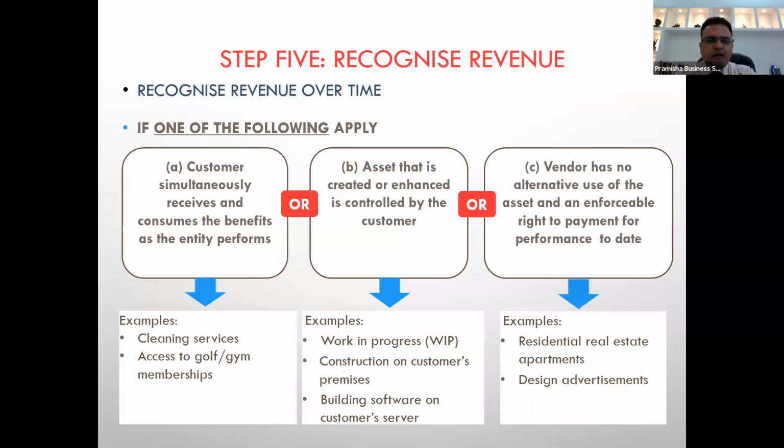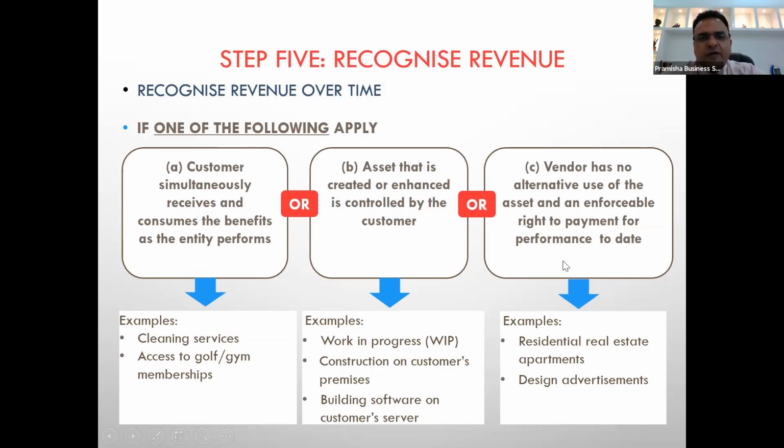When it is over a period of time, in one of the following conditions: when the customer simultaneously receives and consumes the benefits as the entity performs. Now this is coming from rendering of services in IAS 18, but under IFRS 15 it's one and the same thing. When the asset that is created or enhanced is controlled by the customer, this is the construction activity being done. The buyer has control over design and specification. They're able to control whatever is being done on their premises. The vendor has no alternative use of the asset and has an enforceable right to payment for performance to date.